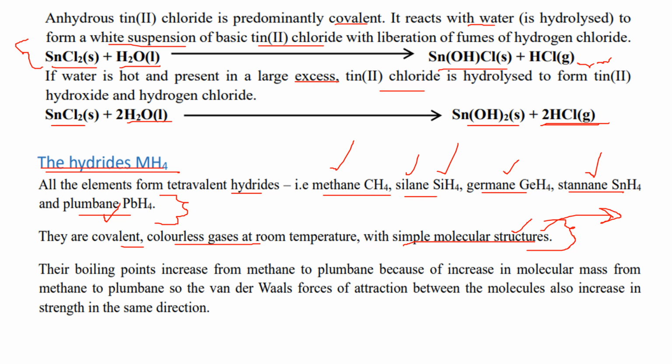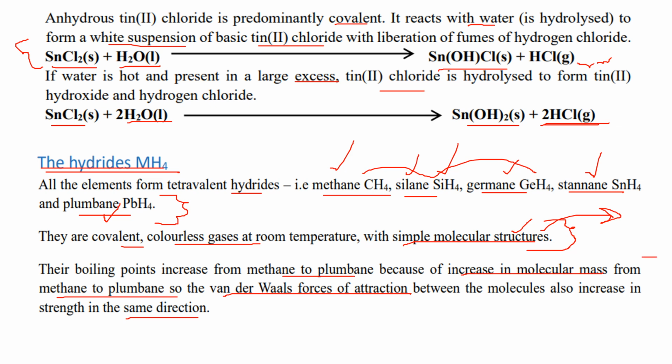Now we are saying that here, the boiling points increase from methane to plumbane simply because, first of all, they have simple molecular structures. And the other thing is due to the increase in atomic radius from carbon to silicon to germanium. In such a case, it's going to increase the molecular mass from methane to plumbane, and therefore the van der Waals forces of attraction between their molecules are going to be increasing progressively down the group from the hydride of carbon to the hydride of lead, causing a strength in the same direction.